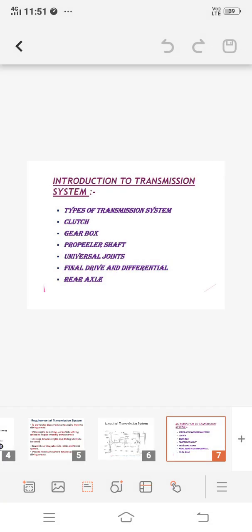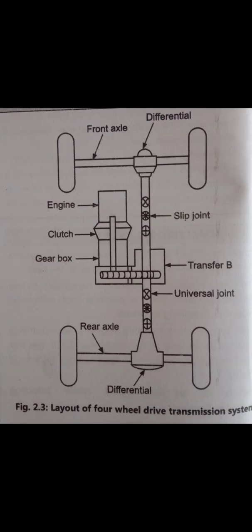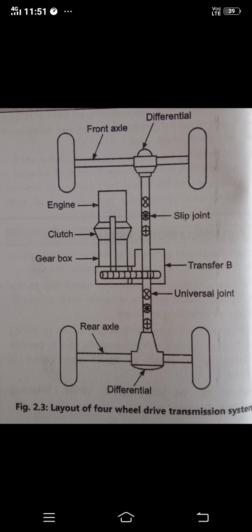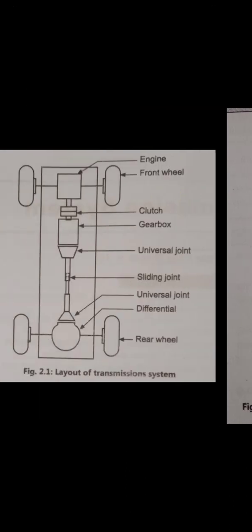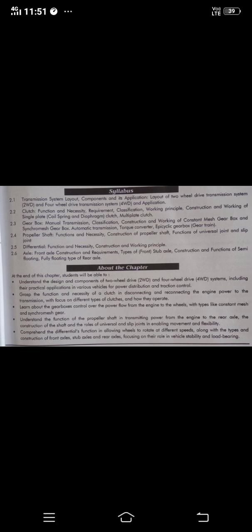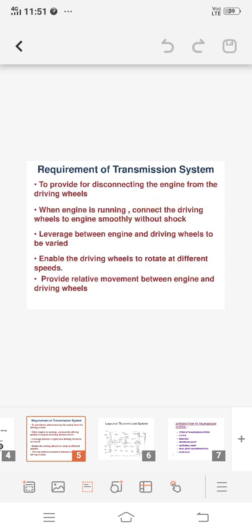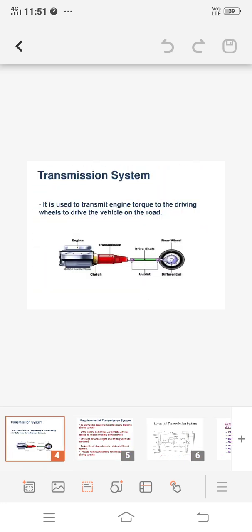Now we will see the types of transmission system. There are basically three types of transmission system. First is the manually operated transmission system.